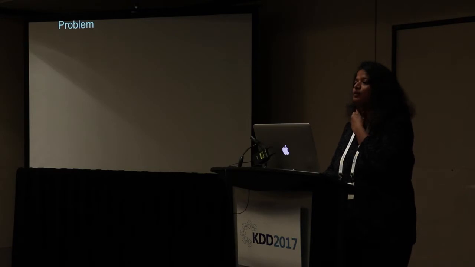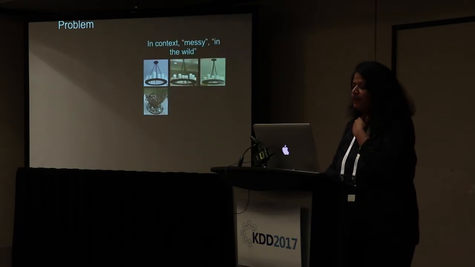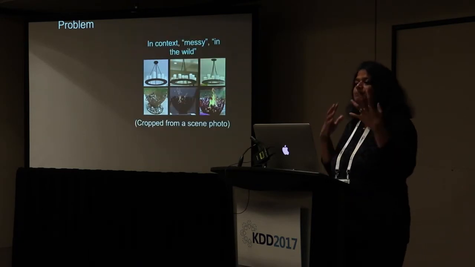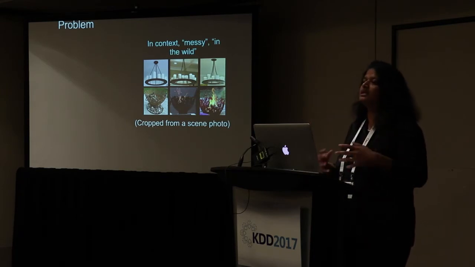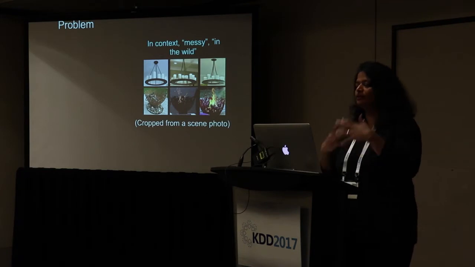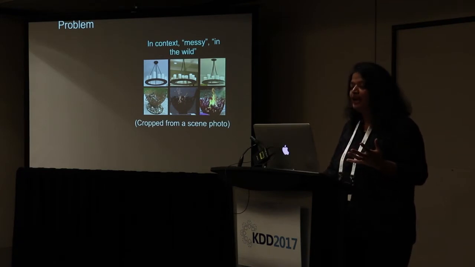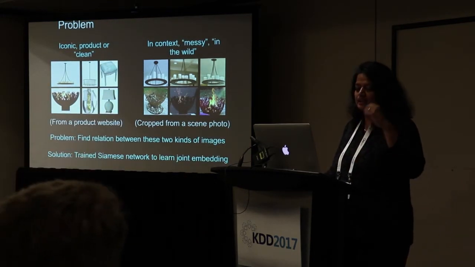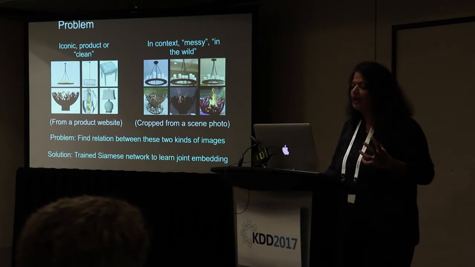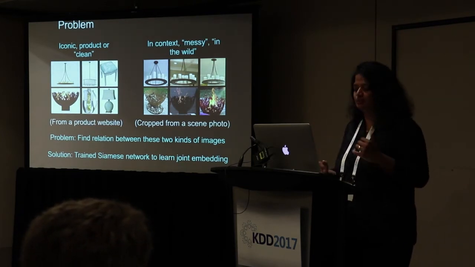I'll talk a bit about how we got it to work and how we use that technology. The core problem is basically that there's messy in-the-wild data. It's been taken at different angles, with different resolutions, different coloring, lighting, etc. You're not exactly sure how that looks. And meanwhile, there's very clean data from the retailer that's iconic or product imagery. And your problem is that you're trying to find the relation between these two.